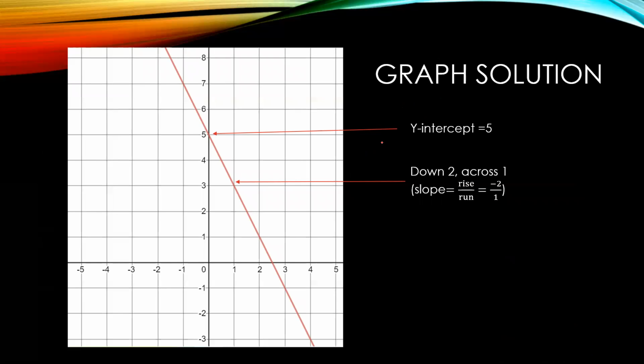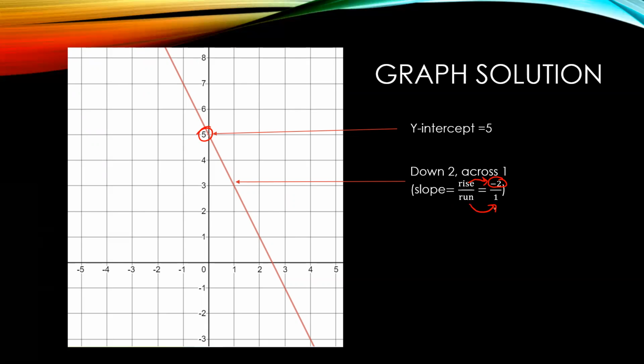So going back to this example here, I first identify what the y-intercept is, which is 0 and 5. And because my slope is negative 2 over 1, I can write the rise as negative 2 and the run as 1.